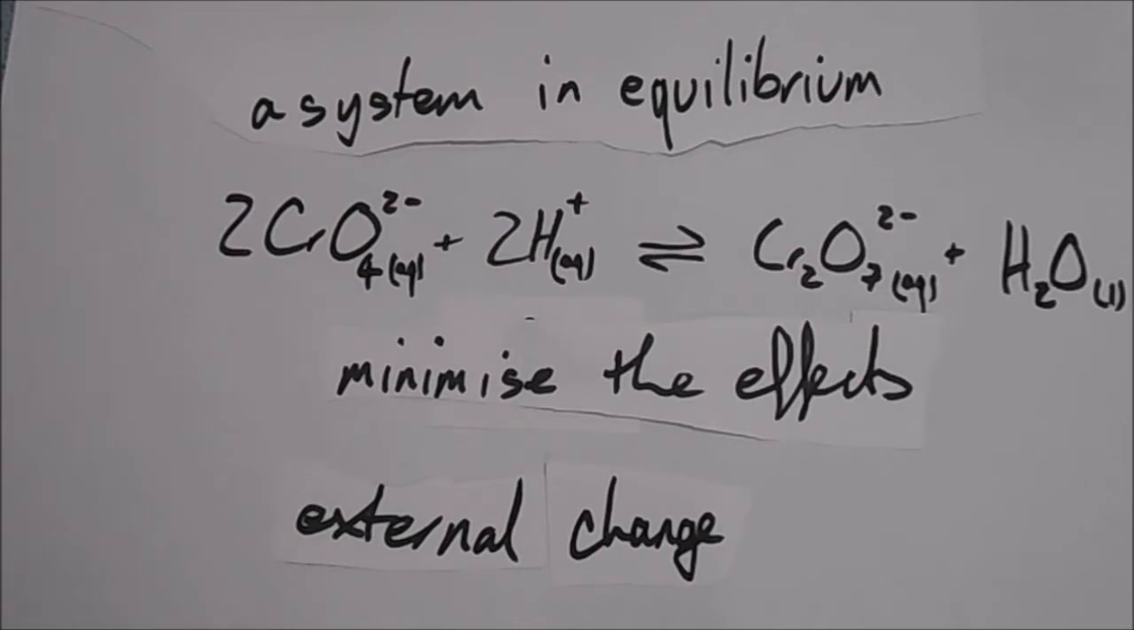How is it going to do that? We have increased the concentration of H+. It is going to try and reduce that again, and the only way for it to do that is by reacting the H+ and shifting the equilibrium towards the right hand side.